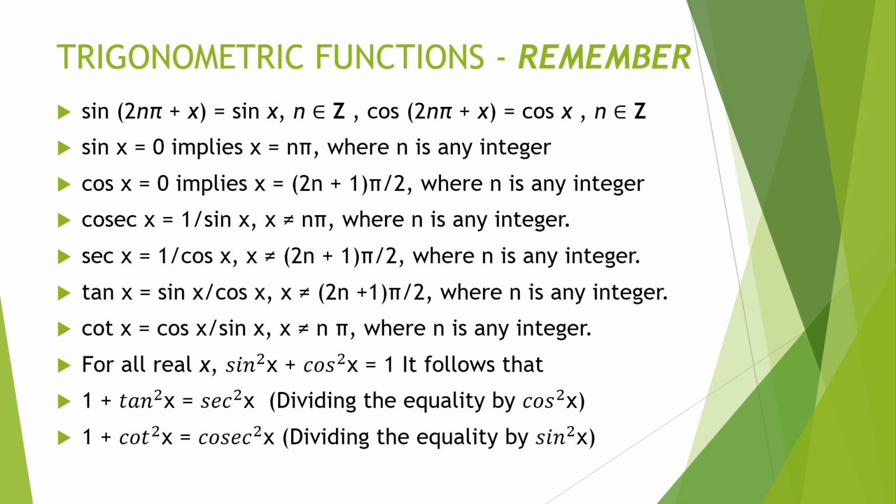Now which are the three basic identities? Sin square plus cos square is equal to 1. From that, suppose you divide this equality by cos square x, you will get 1 plus tan square x is equal to sec square x. And if you divide it by sin square x, you will get 1 plus cot square x is equal to cosec square x. These are the three basic identities.